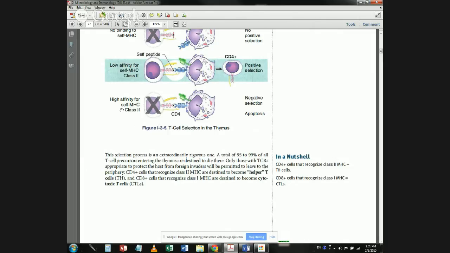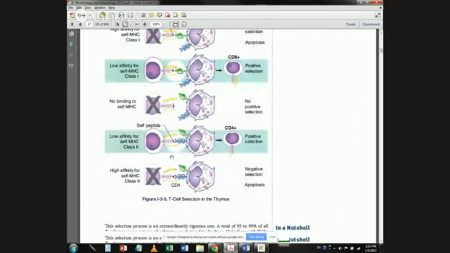Then you have another example where a thymocyte comes in. It shakes hands with the MHC2, uses a CD4 to bind, but it's so enthusiastic, it just says, yes, nice to meet you, and doesn't let go. Really high affinity. No, not going to work. So there too we say, I'm sorry, we can't take you, too eager. Negative selection happens, meaning you've got to go, apoptosis occurs. Okay.